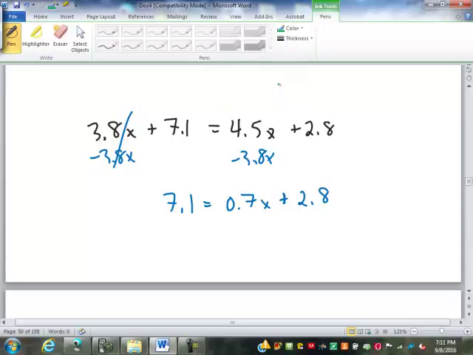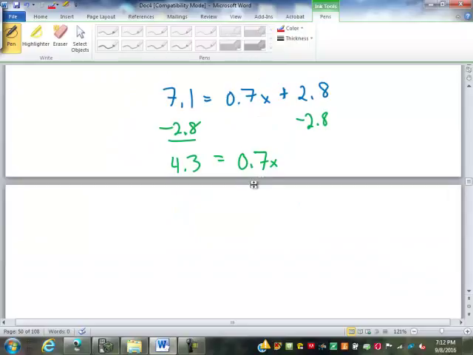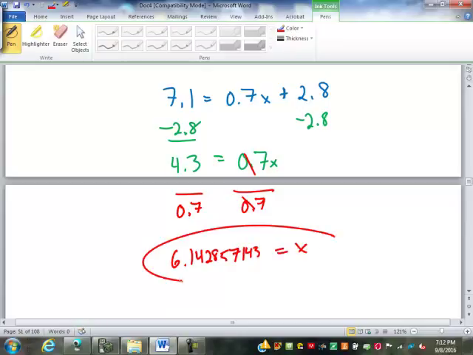And then subtract 2.8. So we've got 0.7x over here. 7.1 minus 2.8 is 4.3. And then divide by 0.7, which gives us 6.142857143 approximately. Sorry. Any questions?